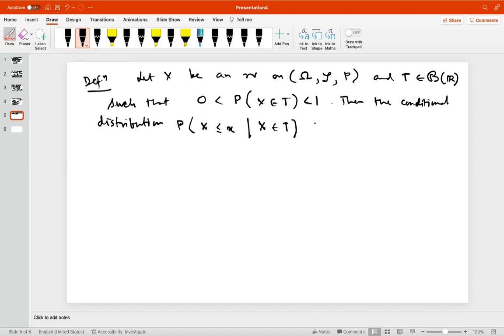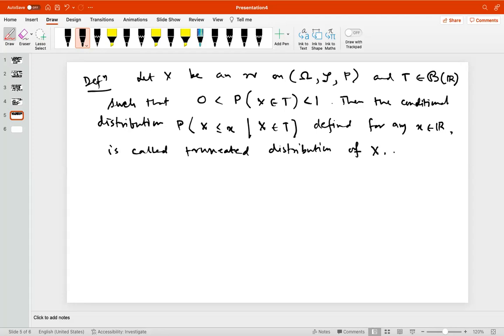This distribution is defined for any x belonging to the real numbers. So this is called the truncated distribution.